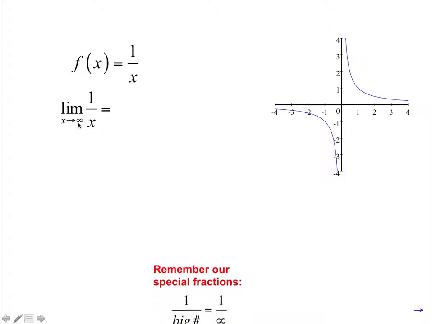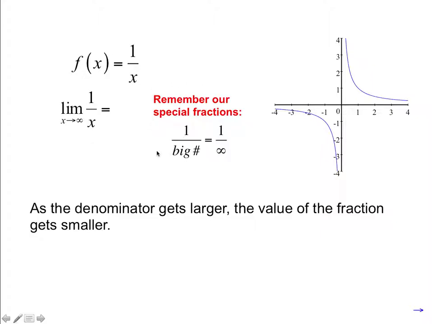So to find horizontal asymptotes, the strategy is take a limit of the function as we approach infinity. So remember that we have some special fractions from our previous lectures. We can take 1 over a big number, 1 over infinity, and essentially call it 0. Okay, and that's nice because it gets us out of doing a lot of the math. So that limit then must be 0. So as we go out to infinity on the x-axis, our y values are getting closer and closer to 0.